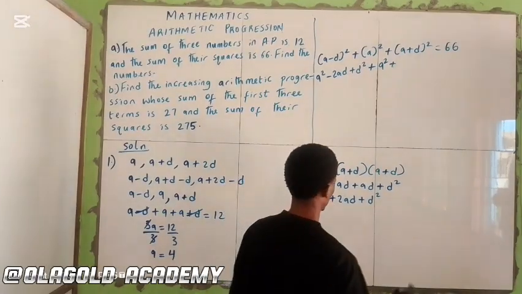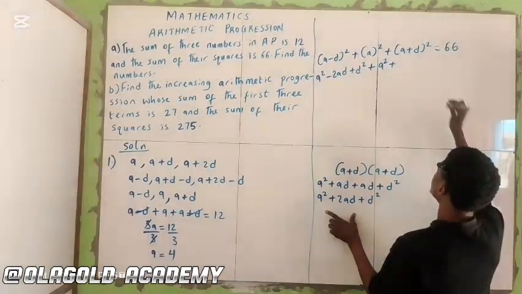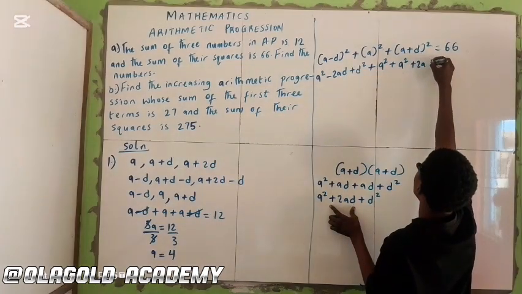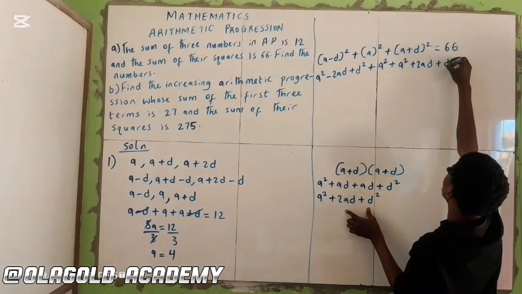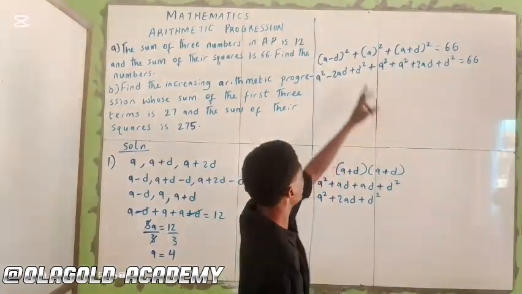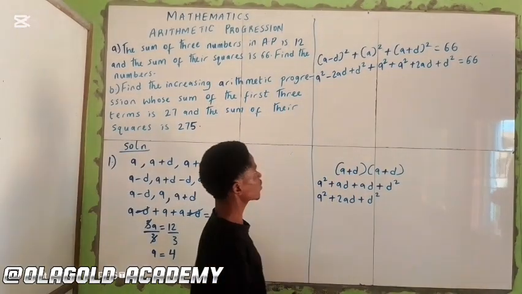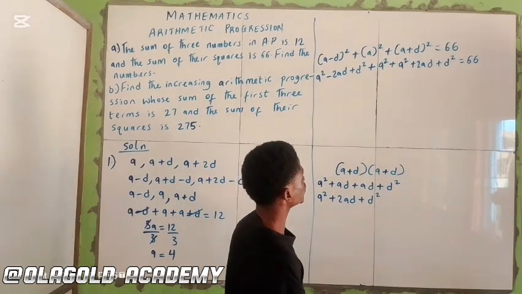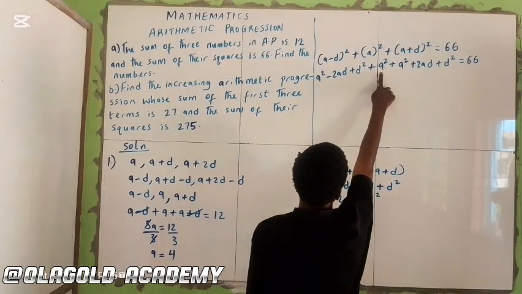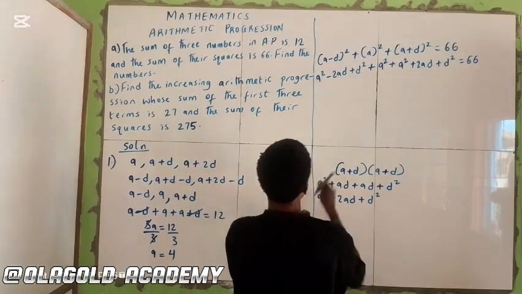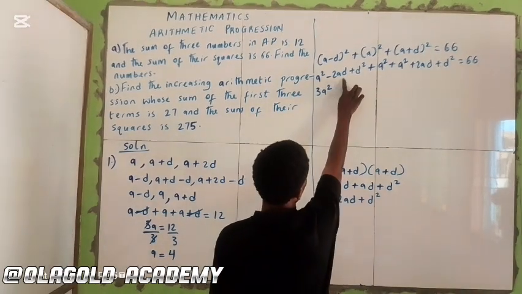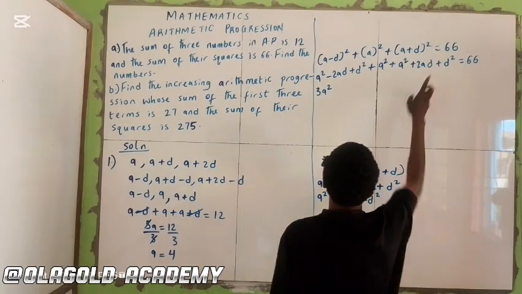So we have this, plus A squared, plus 2AD plus D squared equals 66. From here, let's proceed. A squared plus A squared plus A squared will give us 3A squared. Minus 2AD plus 2AD will cancel out.